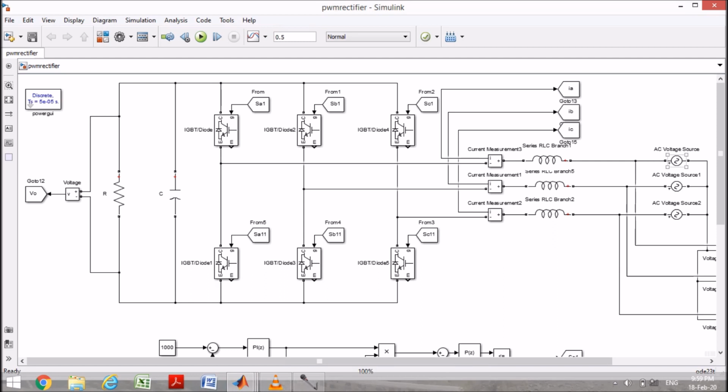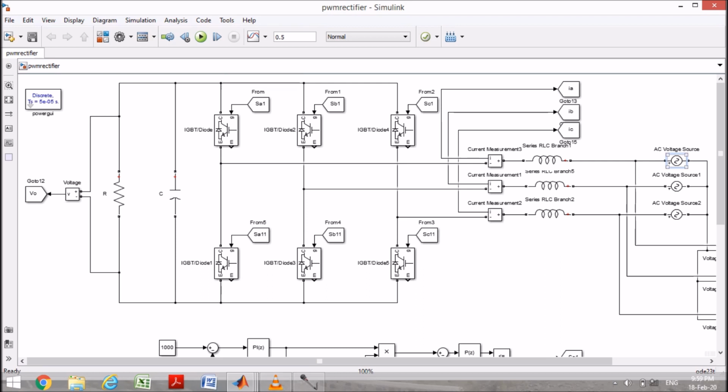On the right hand side, these are the three-phase supply, and these are the line inductances, and these are the current measurements. On the left hand side we have connected one capacitor, and this is the resistive load, and this is the output voltage. Now let us see the parameters.